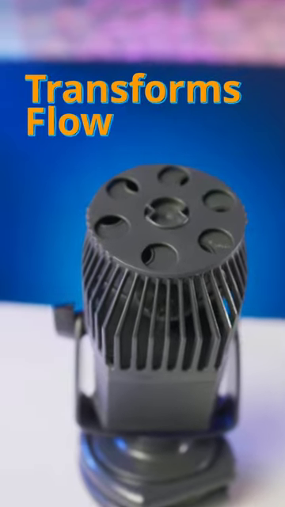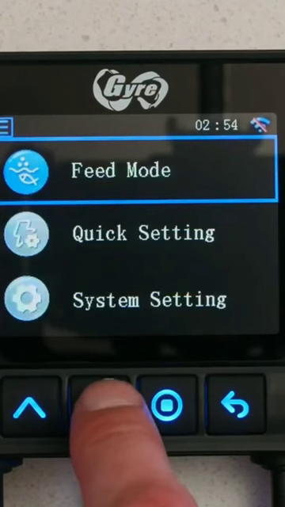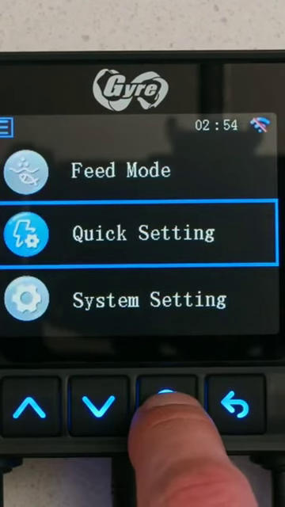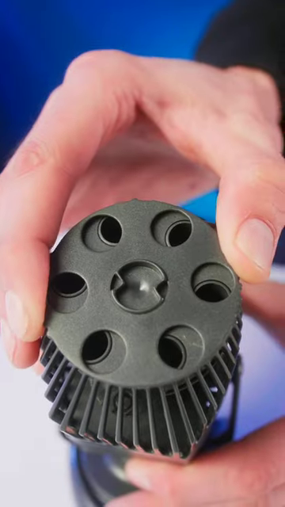This AC flow pump is really unique, and not just because of how it looks. It is the only AC flow pump that I've ever seen that allows you to control both the velocity and the flow pattern, which, by the way, are typically features reserved for more expensive DC flow pumps. It's all because of this dial on the front.